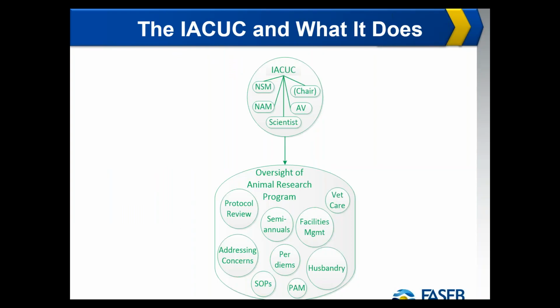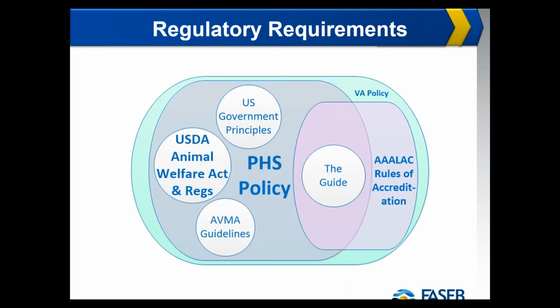For the IACUC to be effective and efficient in doing all the things it's supposed to do, and some of these are shown in the lower bubble in this figure, it helps to consider where the "supposed to" comes from. Of course, the obvious response is that the "supposed to" comes from the regulatory requirements that apply to research with animals. Those were the focus of the webinar that we did last week.